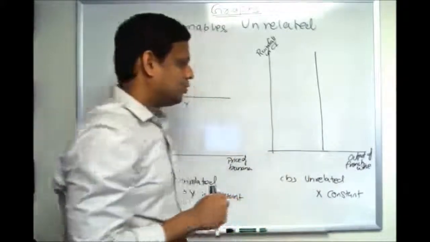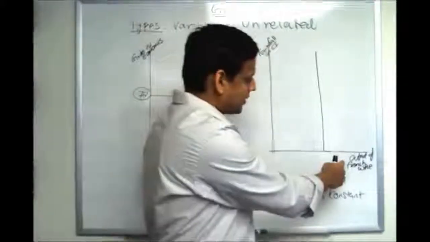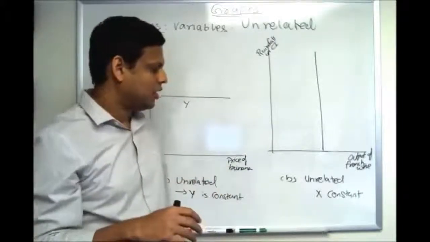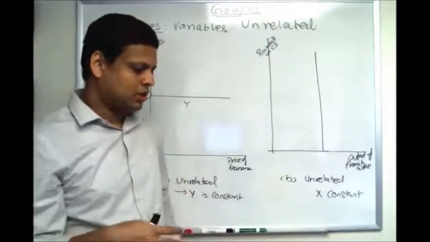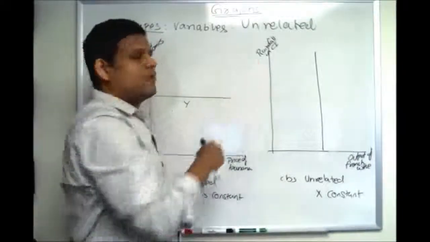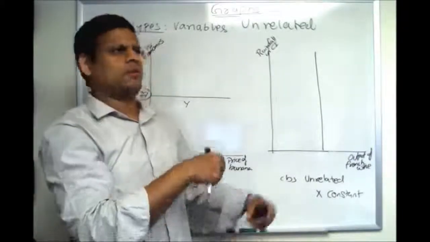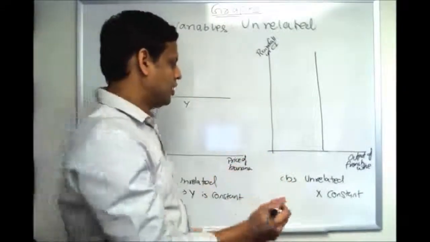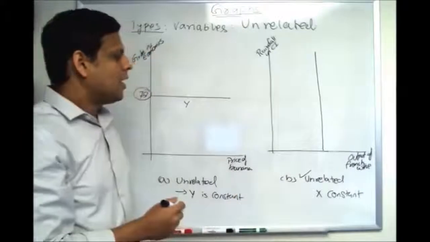Let's consider the second situation. On the horizontal axis, I have the output of French wine, so how much French wine is produced in the French vineyard, and the amount of rainfall in Chicago. Well, of course, you would expect that there is absolutely no relationship between the two variables. Yes, of course, the two variables are unrelated.